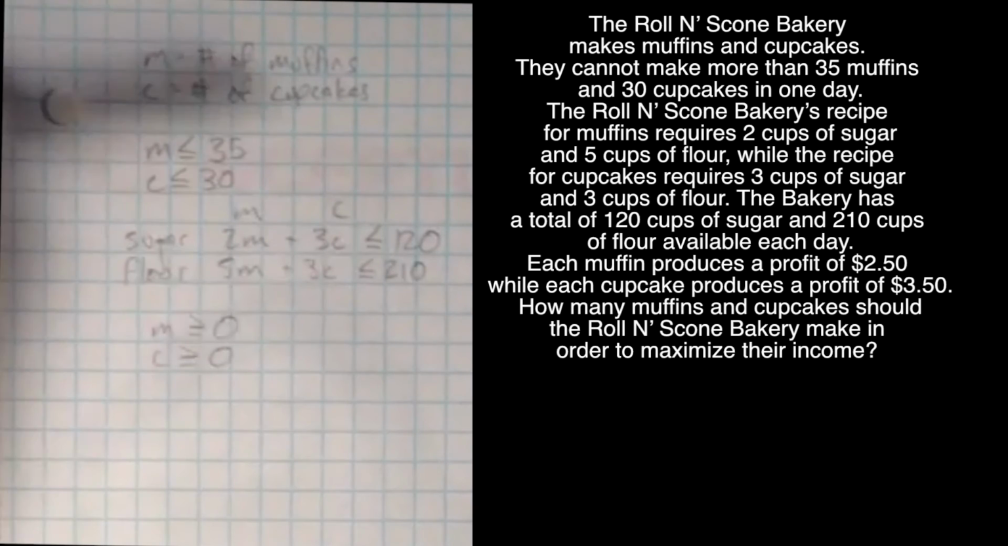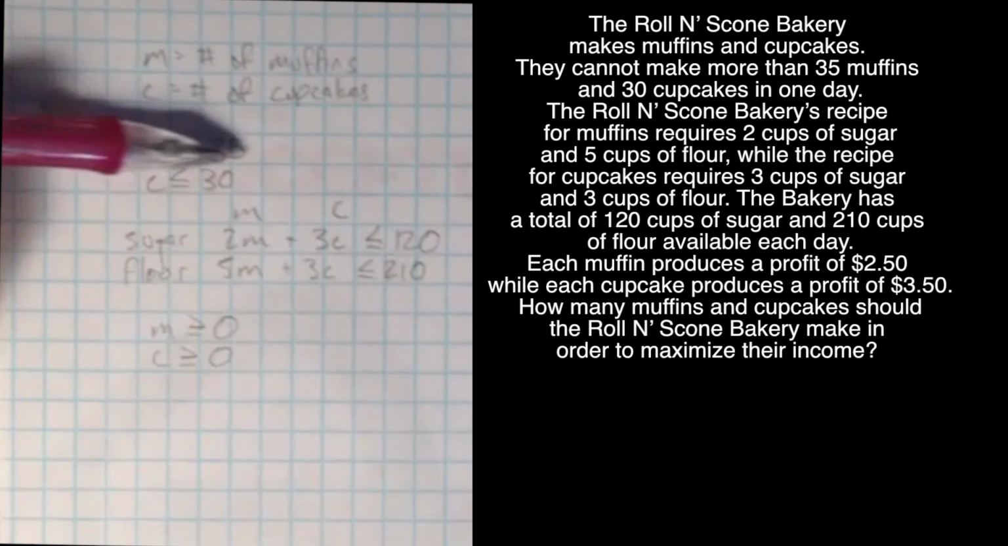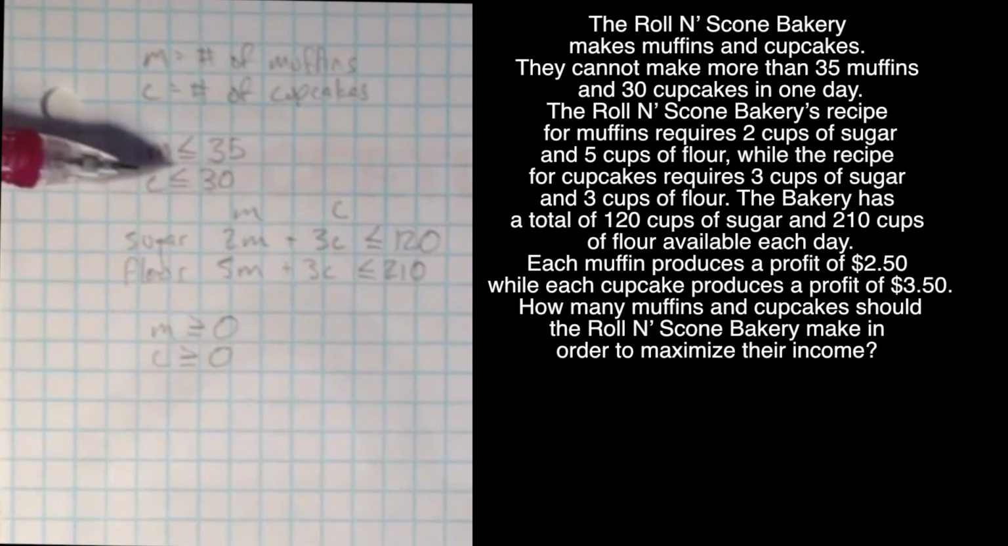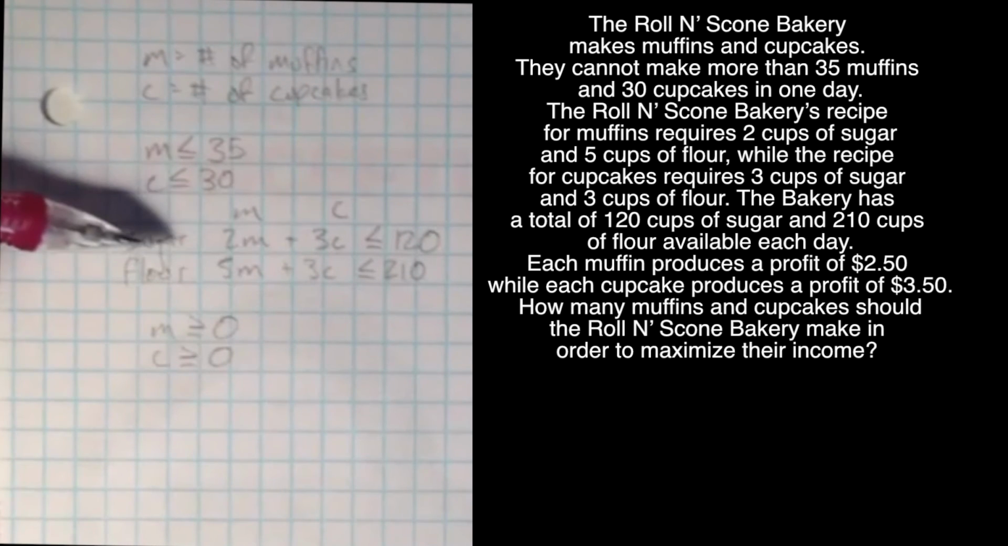The Roll and Scone Bakery makes muffins and cupcakes. They can make no more than 35 muffins a day and 30 cupcakes a day. The muffin recipe requires 2 cups of sugar and 5 cups of flour, while the cupcake recipe requires 3 cups of sugar and 3 cups of flour.